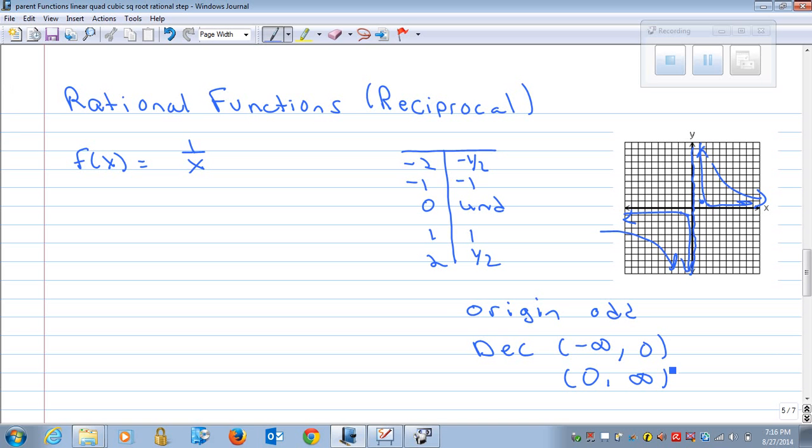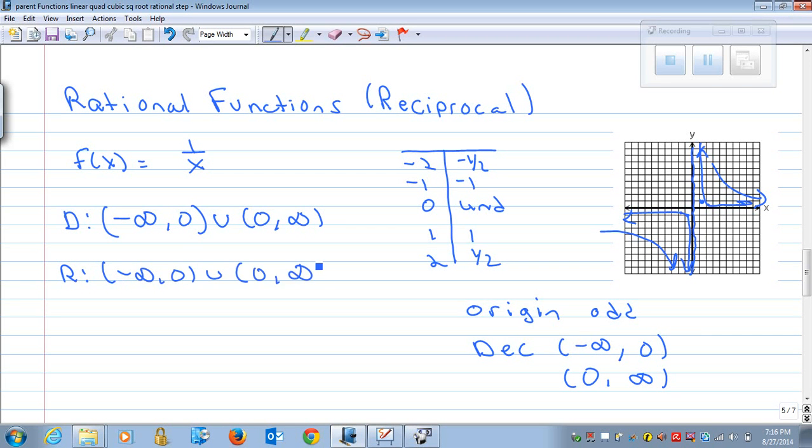Domain would be again from negative infinity to 0, not equal at 0, and then again would start at 0 and go to positive infinity. And the same with your range. So your range would be written as negative infinity to 0 or from 0 to positive infinity. This is all review from last year.